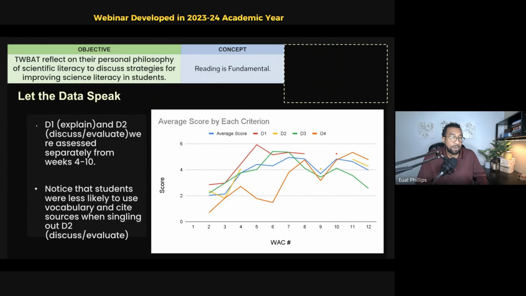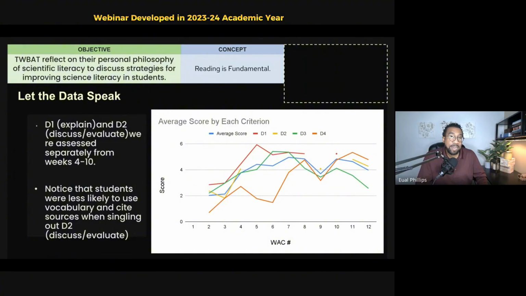If we break apart all of the scores for each criterion, here's what we get. Remember, D1 is science explanation, D2 is evaluation and discussion, D3 is scientific language, D4 is citing sources. So what happened during week 5?